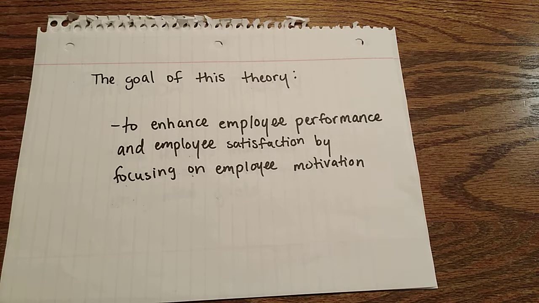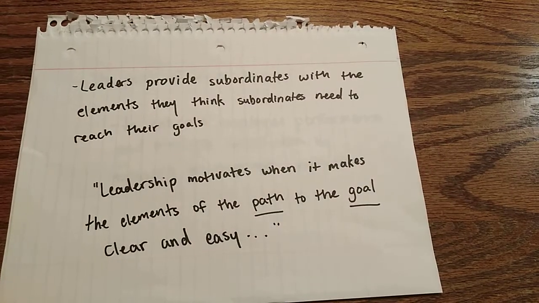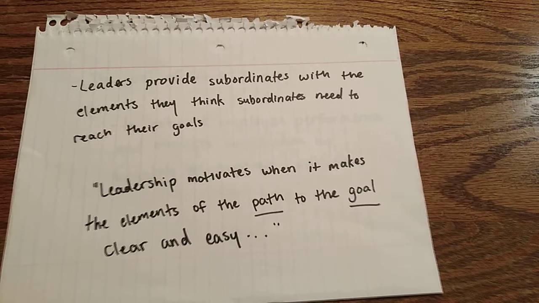The path goal theory emphasizes the relationship between the leader's style and the characteristics of the subordinates and the work setting. For the leader, the challenge is to use a leadership style that best meets subordinates' motivational needs. This is done by choosing behaviors that complement or supplement what is missing in the work setting. In path goal theory, leaders provide subordinates with the elements that they think subordinates need to reach their goal.